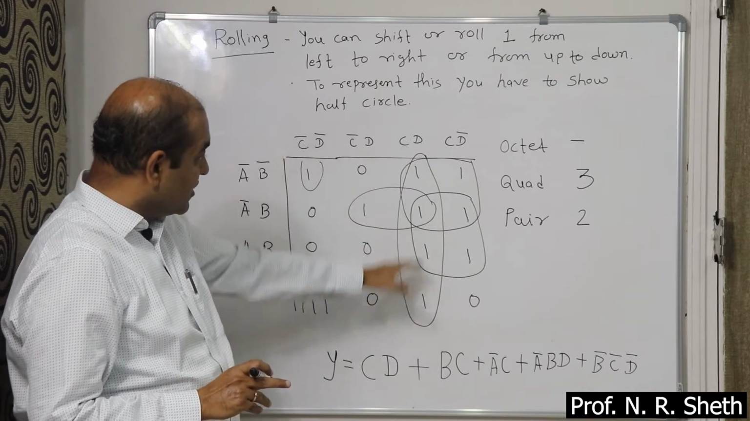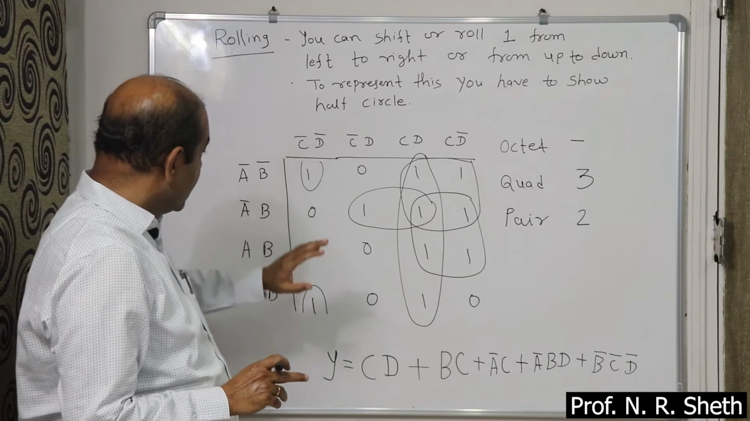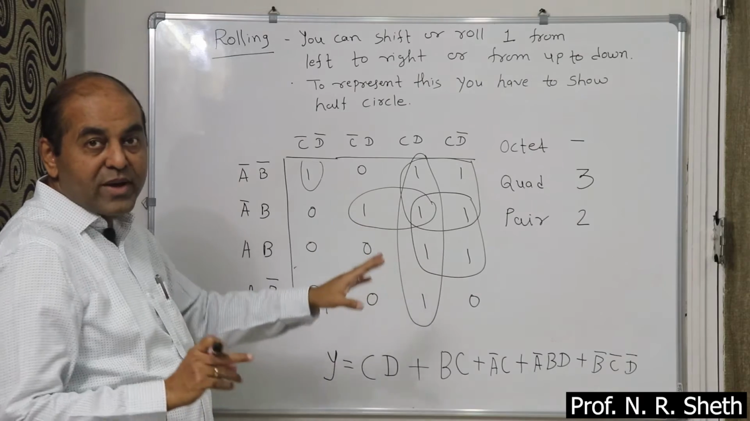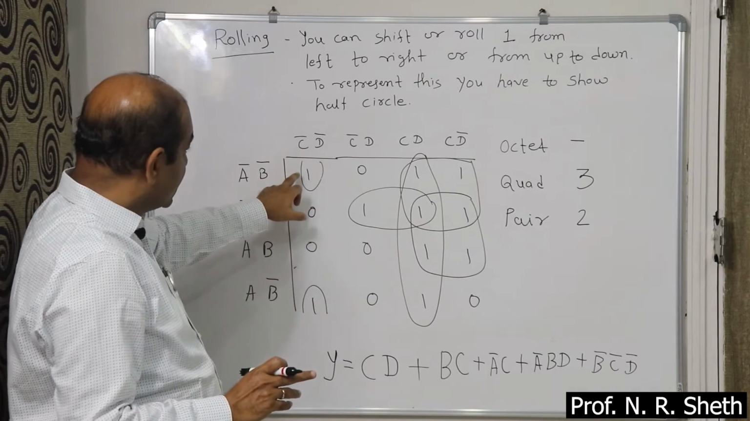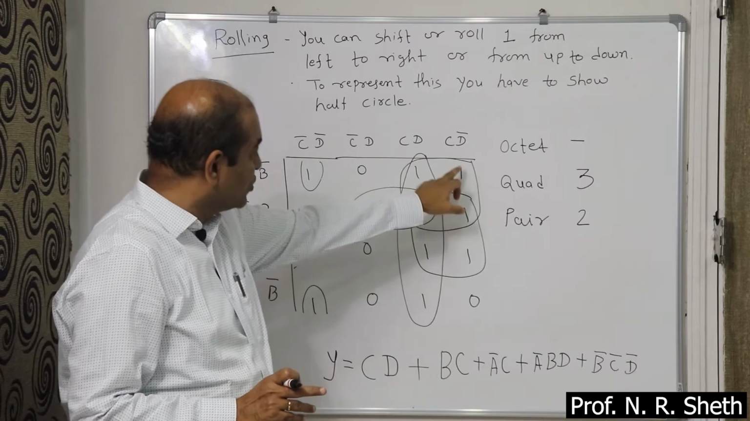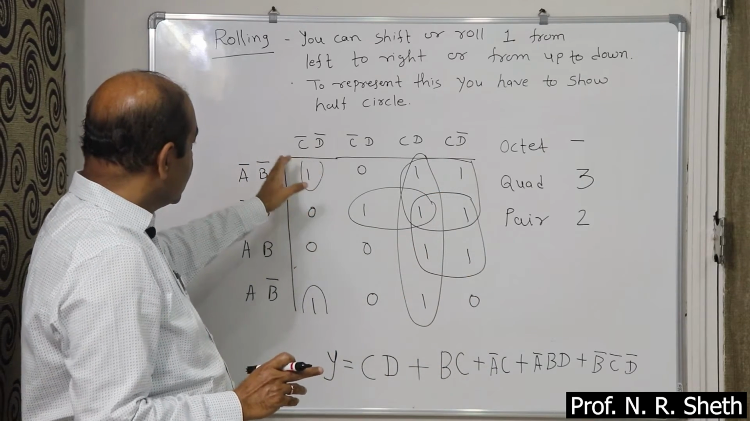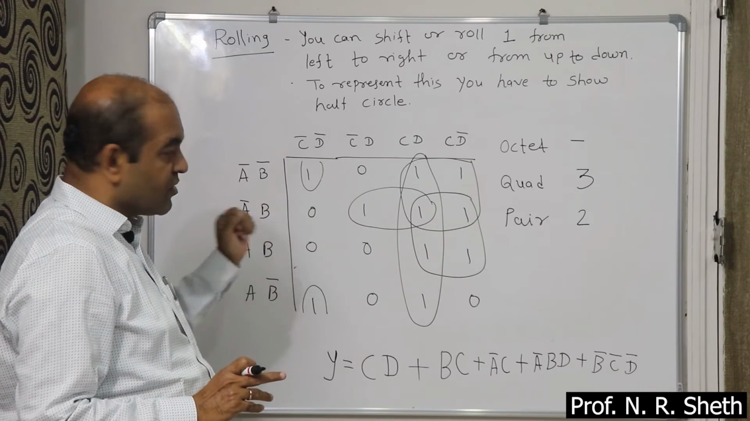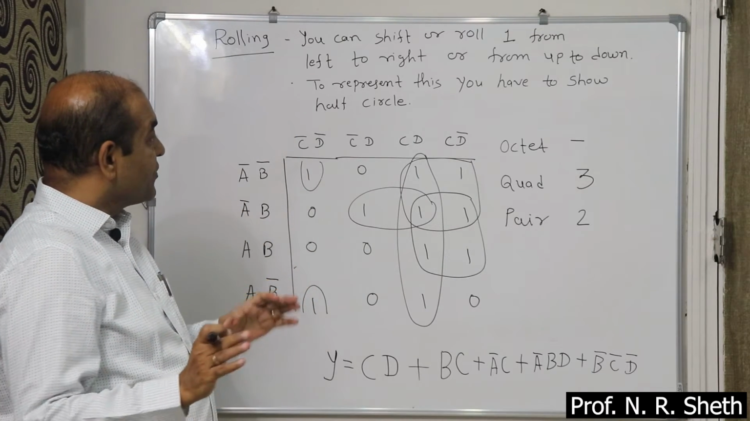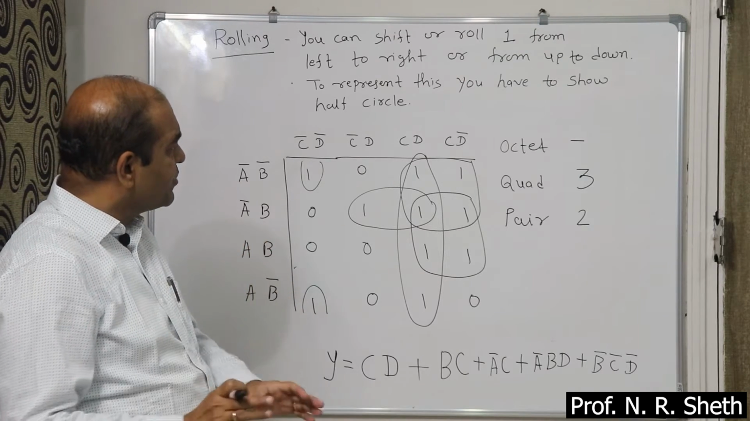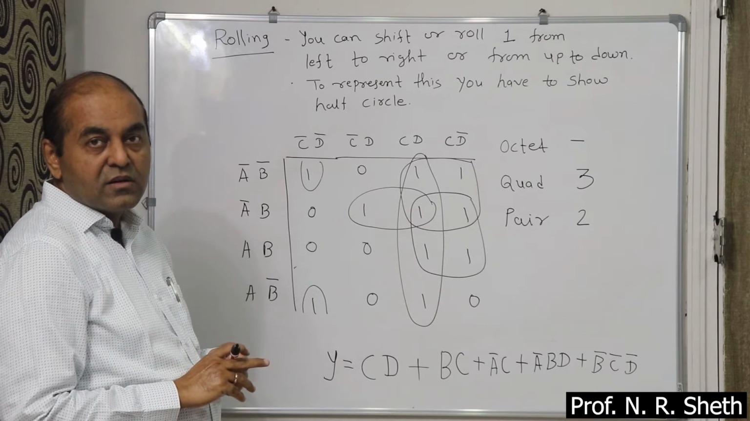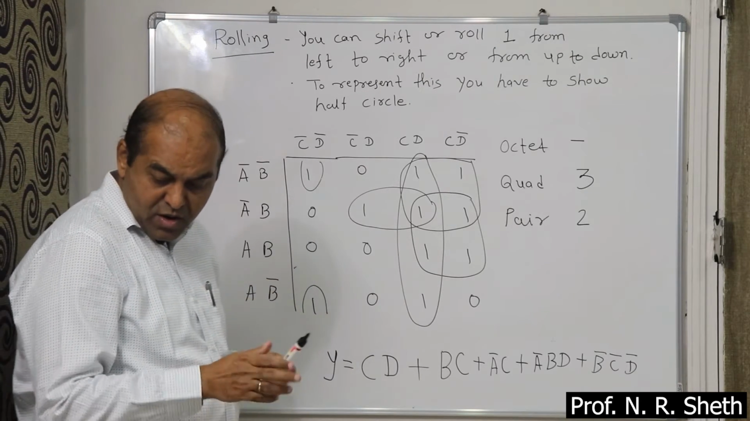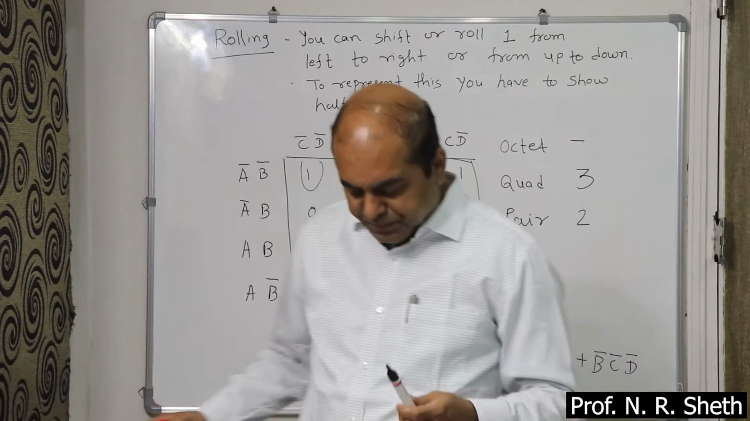So again you can see 1, 2, 3. Only the thing is 1 is left here, which is not possible to make a group of 4. For this one, 1, 2, 3, but this one is missing. So anyhow, this is not possible. Same way here also it is not possible. So we have the simplest form as 3 quad, 2 pair. Okay. One more example.